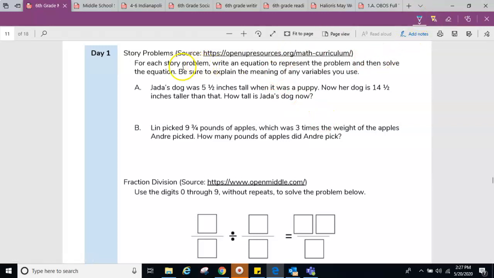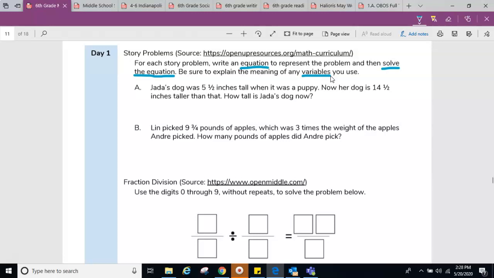So your key points here are you need an equation, you need to solve the equation, and then you need to explain the meaning of variables, right? Because you can put a variable there, but we will not know what it represents until you tell us what it is. So, for A and B, you're going to read the problem and write an equation.